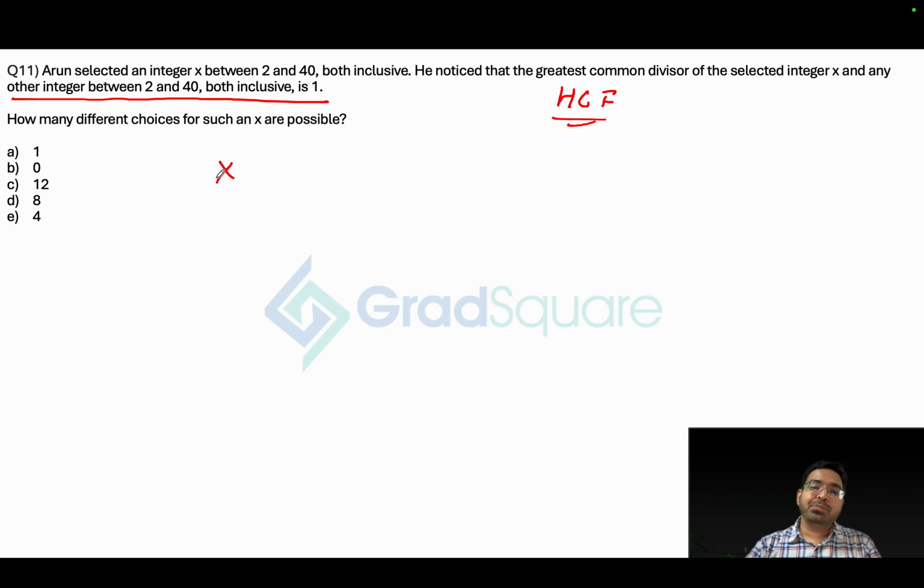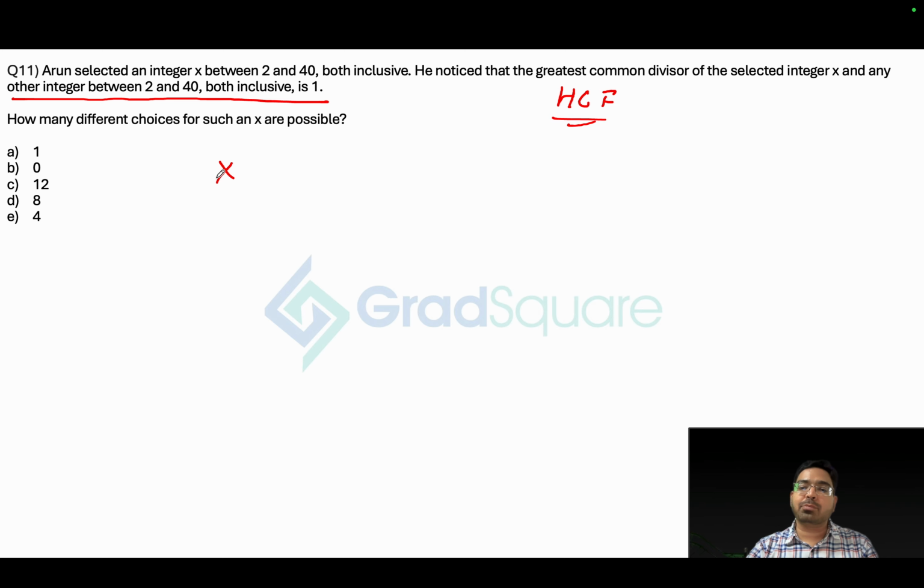Now look at this from a perspective of taking the number x as a multiple of 3. If you take a multiple of 3, then you will realize that it is again not possible, because there will be several numbers from 2 to 40 which are multiples of 3, and with those numbers it will have the highest common factor at least 3 or more, right? Similarly, if you look at 5, not possible, because there are several numbers over here which are multiples of 5. 7, again not possible.